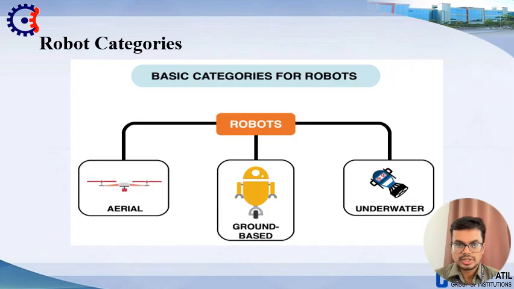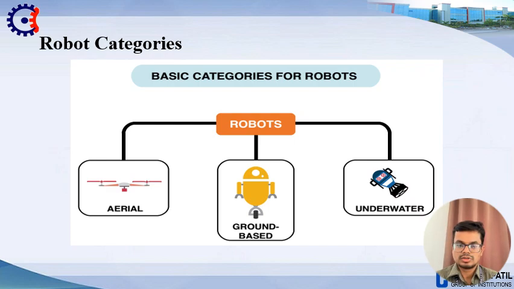So there are basically 3 types of robots. First is aerial robots, second is ground-based robots, and third is underwater robots. So aerial robots are the robots which can travel in air and perform certain actions, and ground-based robots are the robots which do certain things on the surface level only. And lastly, there are underwater robots which can do changes or travel underwater.